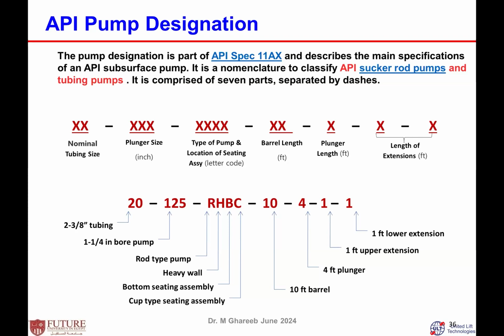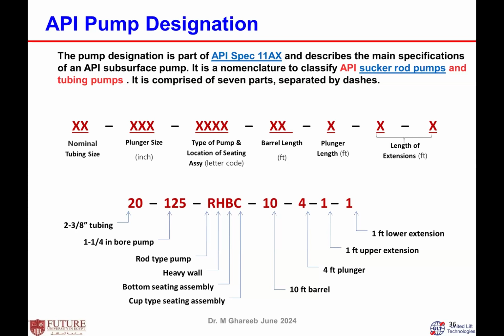If the barrel of the pump is thick, the metal of this pump is thick while the pressure is high, then we call it heavy, H or W for thin, and so on. If the pump is connecting from the bottom or the top, A is the top, B is the bottom, and so on. Rod type, heavy walls, it's a seating nipple. And the pump seating assembly, it's cup or just all metal to metal, mechanical, and so on.